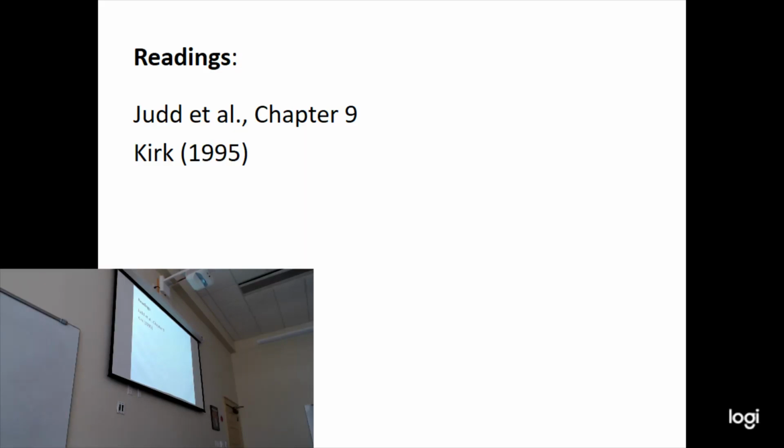The Kirk paper in particular goes through dozens and dozens of different ways of dealing with multiple comparisons in the context of categorical variables. That's what the Kirk paper covers. So in that sense, it's a good reference.